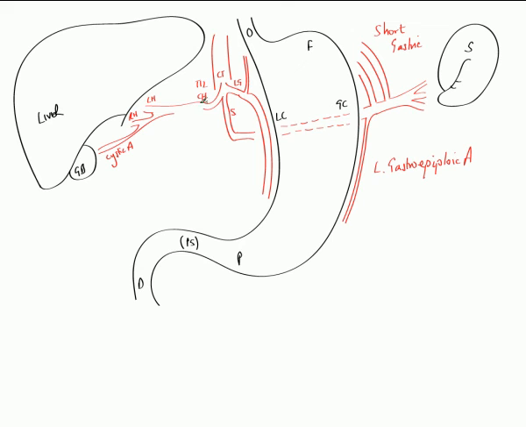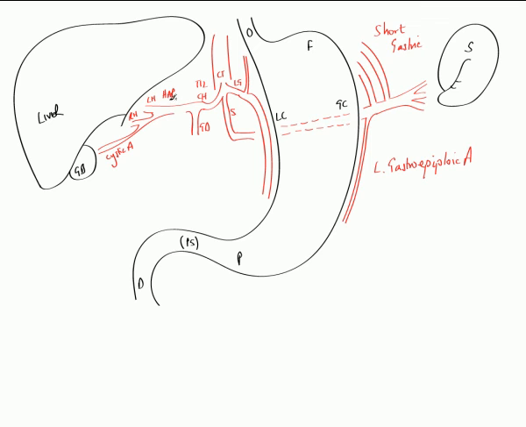So the common hepatic artery actually splits into two arteries. We have the hepatic artery proper, and that is formed once the common hepatic artery has given off the gastroduodenal artery. So here we can see the gastroduodenal artery. Common hepatic coming from the celiac trunk, it then splits into the hepatic artery proper and the gastroduodenal artery. I'll come back to the gastroduodenal artery in a moment.